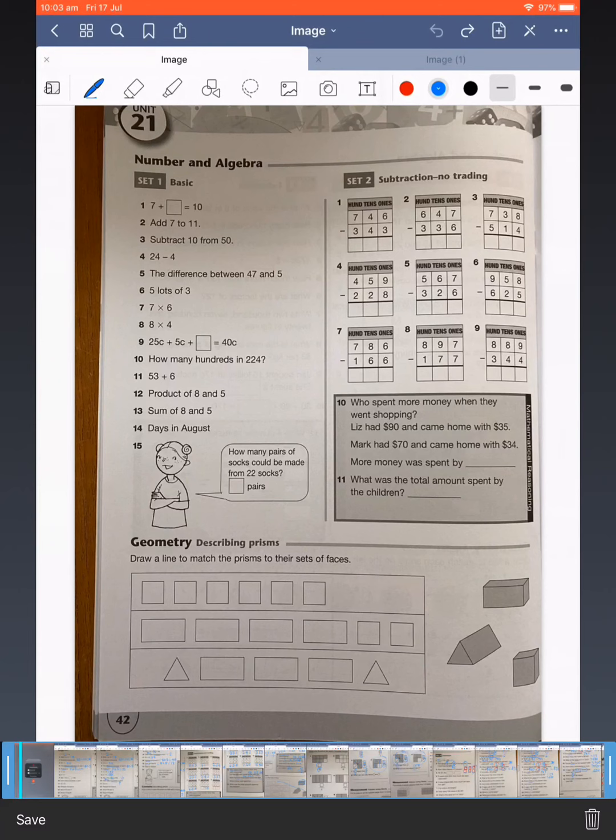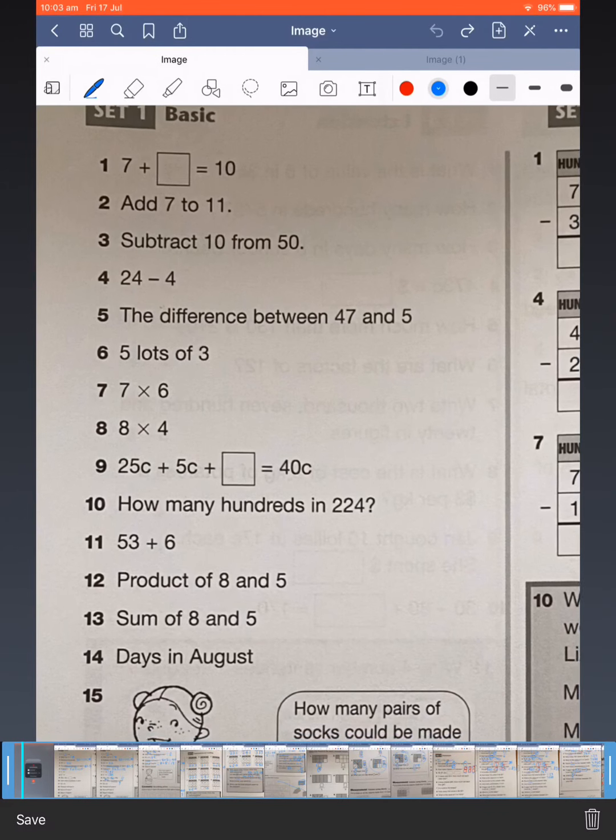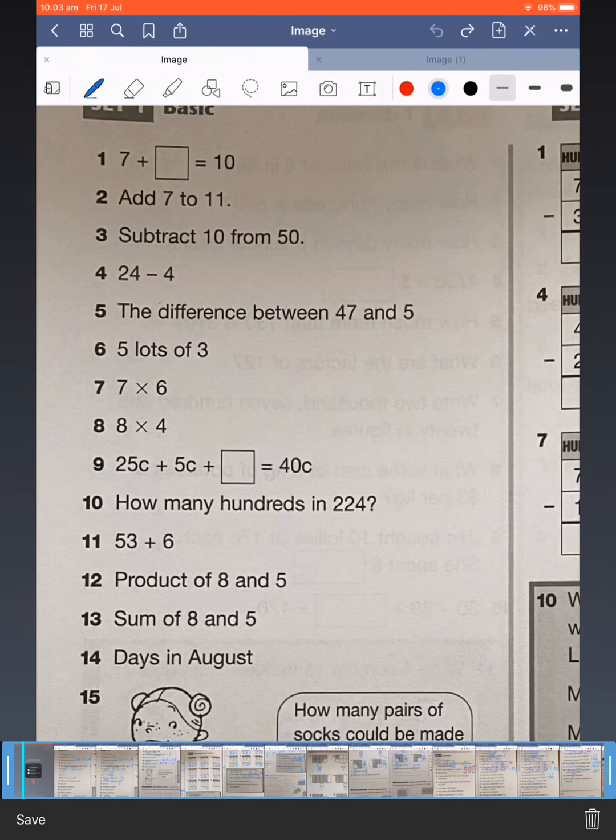Okay, so let's look at number 1. 7 plus what equals 10? What I usually do in this situation is say 10 minus 7 equals what? You can move it around like that if the numbers are bigger. For this one, you can do that as well, or it's just as easy to count on from 7 until you get 10. Okay, so the answer is 3.